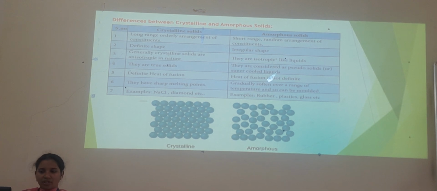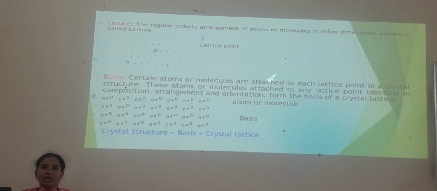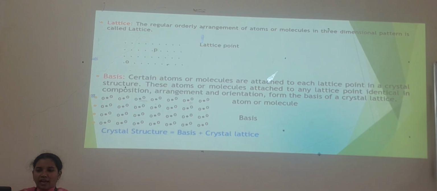You can see in the figure here that in crystalline solids the particles are in an orderly arrangement, but in amorphous solids they are randomly arranged. These are the main differences between crystalline solids and amorphous solids. Before entering into the unit, we should know some basic definitions regarding the crystal system. First one is lattice. The regular, orderly arrangement of atoms or molecules in a three-dimensional pattern is nothing but a lattice.